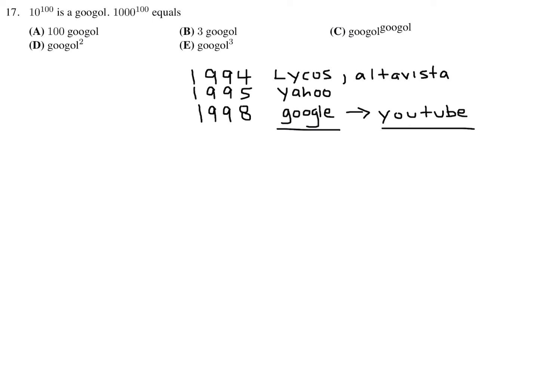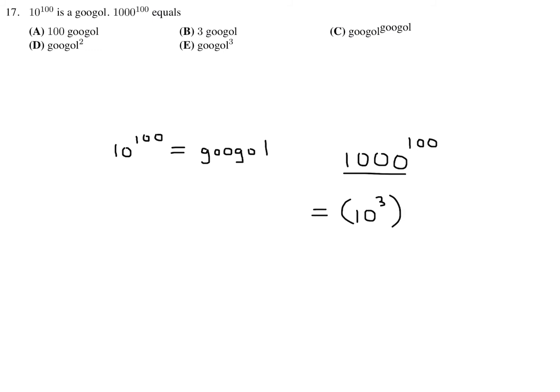All right, going back to the question, we've got 10 to the power of 100 is equal to a Google, right? So we want to figure out 1000 to the power of 100 in terms of a Google. Okay, no problem. The 1000 here I can write as 10 to the power of 3, all to the power of 100. So this becomes 10 to the power of 300.